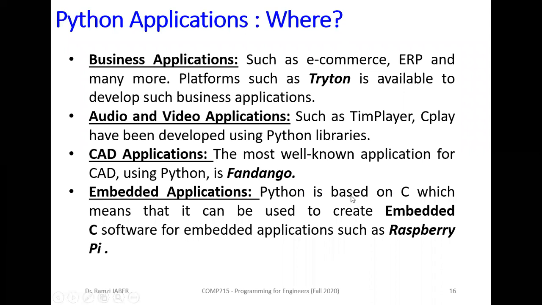Because Python is based on C, and embedded systems or applications have been programmed in embedded C, we can use Python for embedded systems such as Raspberry Pi. With the new version of Raspberry Pi, we can use Python to program this circuit. The old version was programmed with embedded C. The newest version of Raspberry Pi, we can use Python.